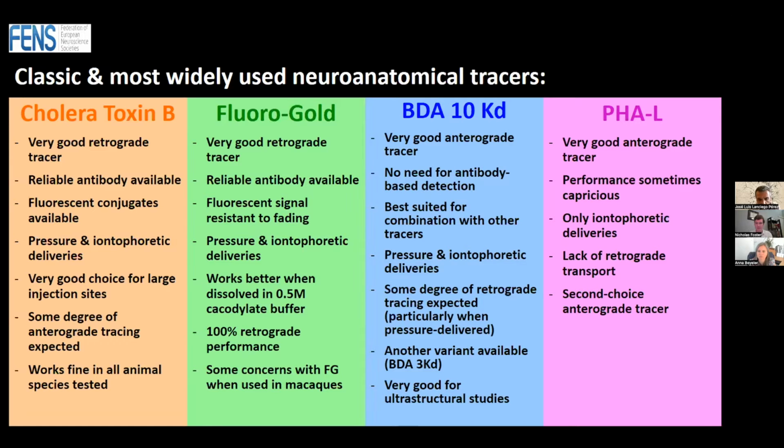There is another close relative to BDA with a smaller molecular weight, that is BDA of 3 kilodaltons. And BDA is very good for ultrastructural studies. Compared to PHA-L, PHA-L is a 100% anterograde tracer. It doesn't work always the same. There are people that may claim that it is, to some extent, capricious in terms of performance. It can only be delivered by iontophoresis. And in our hands, it is the typical second choice anterograde tracer.